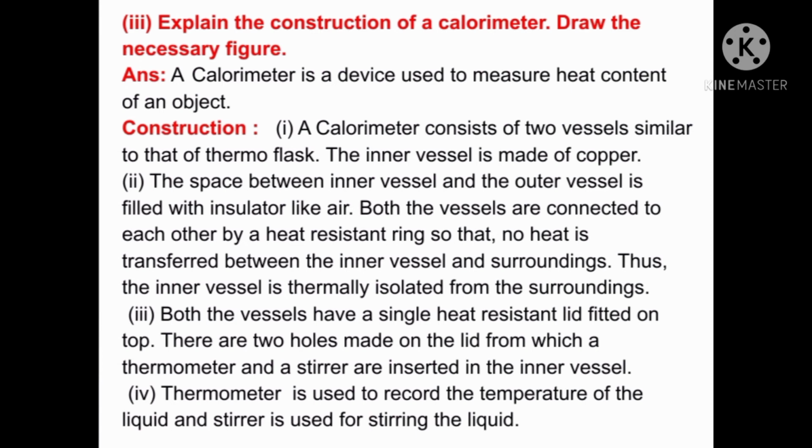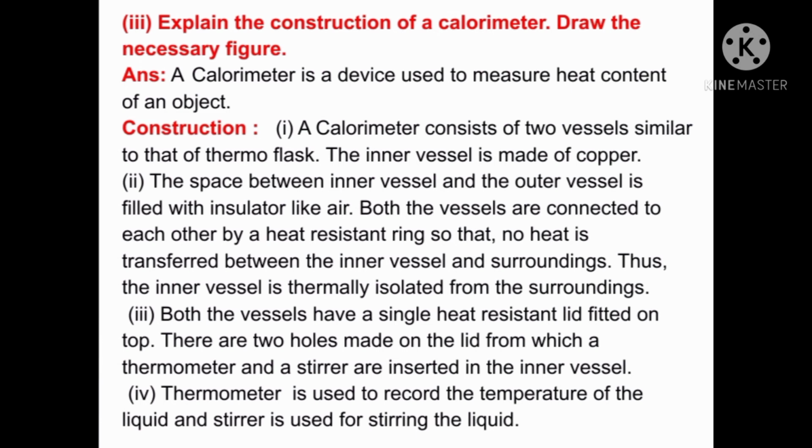Construction. First point. A calorimeter consists of two vessels similar to that of a thermal flask. So students, it consists of two vessels which look similar to a thermos flask. We know, students, what is a thermos flask. The inner vessel is made of copper.